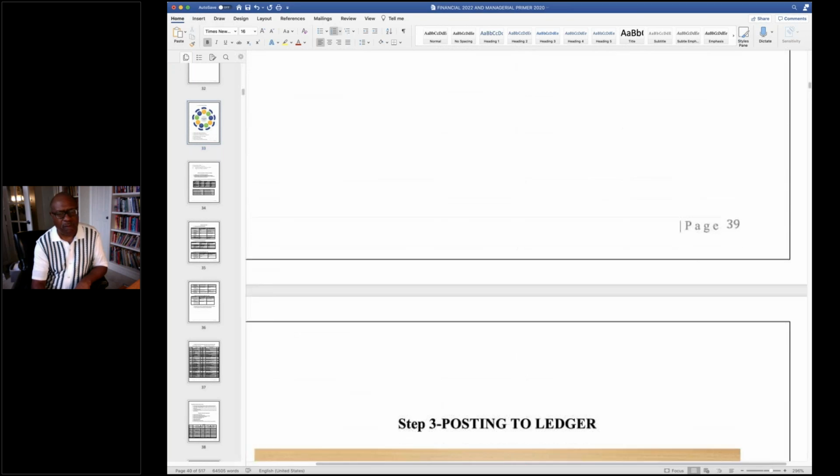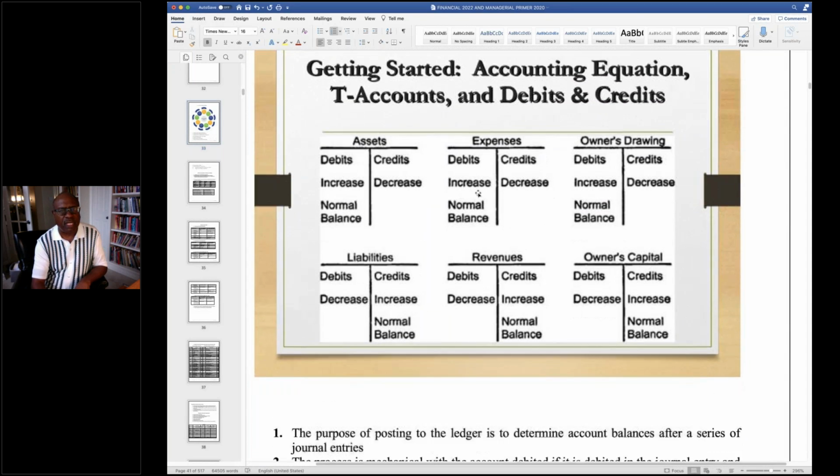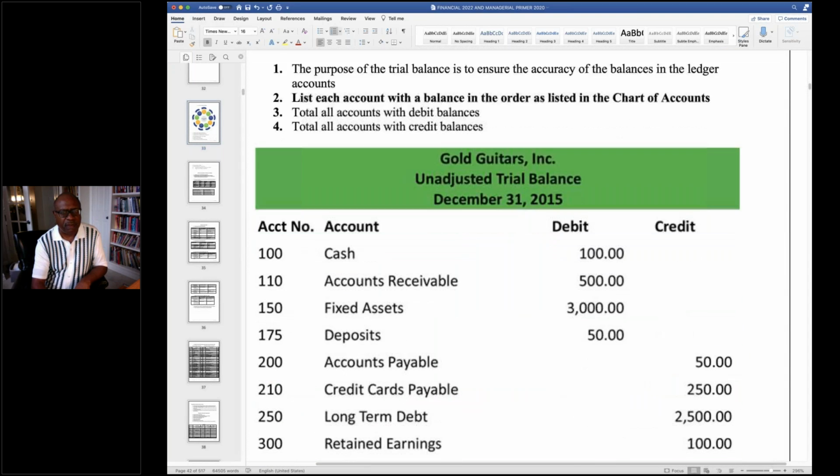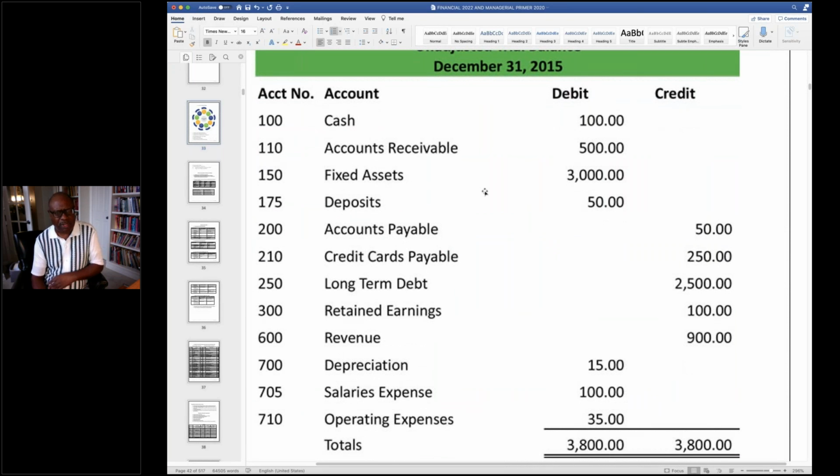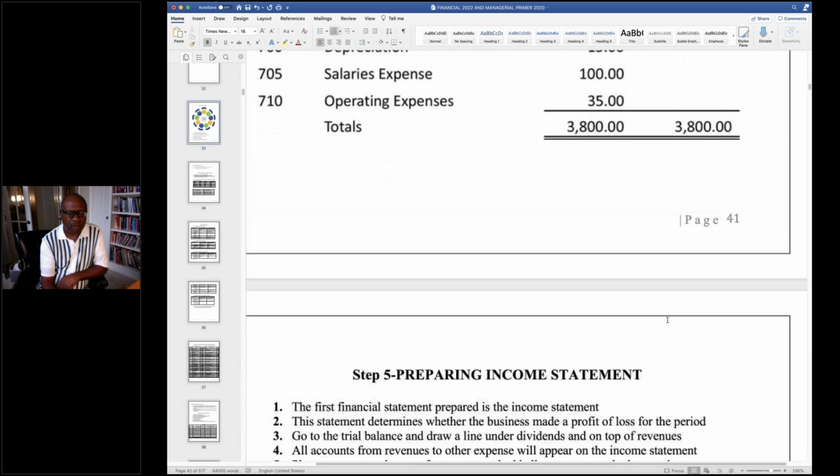Here's our problem here that we looked at. Close to the ledger. So here's a trial balance. Always in this order: the assets, the liabilities. They don't have any common stock here to have retained earnings, then the revenue and expenses. Always in that order.